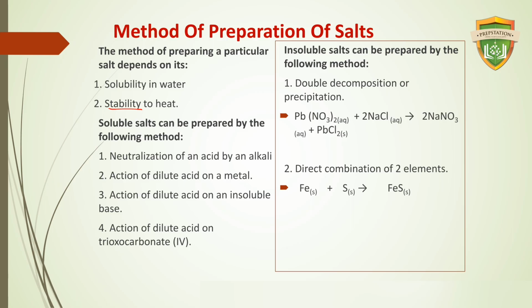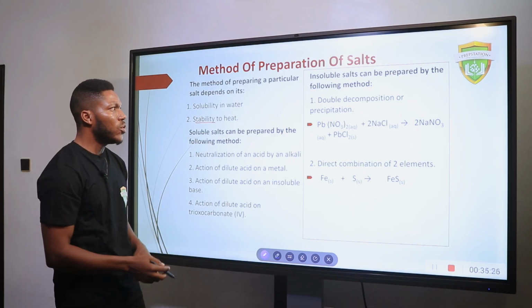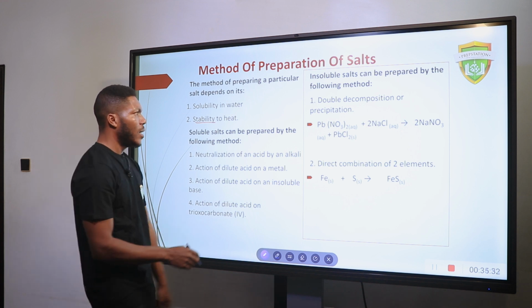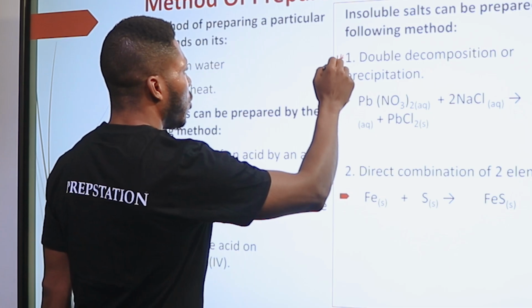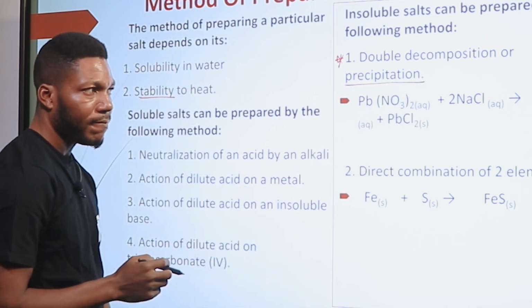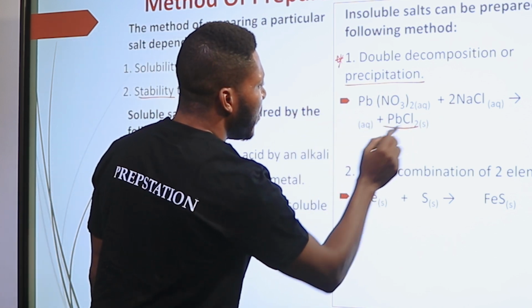So what are the methods of preparing soluble salts? We have basically four methods. The first one is neutralization reaction of acid by an alkali, action of dilute acid on the metal, action of dilute acid on the insoluble base, and action of dilute acid on trioxocarbonate four. Then we also have basically two methods to produce an insoluble salt, that is salt that will not dissolve in water. Don't forget, the first method is called double decomposition or precipitation process. For example, this compound, lead 2 chloride, is a precipitate.